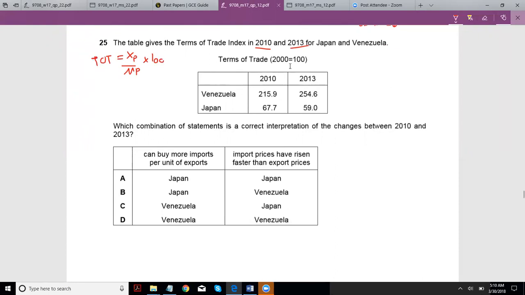Okay, so in 2000 they were 100. And in 2010 they were this, and in 2013 they are this. So you can naturally tell that Venezuela's export price is greater than its import price. The reason for that is you just look at the formula again. The numerator has to be greater than the denominator to get a value above 100. Here it's the other way around. The import price is greater than the export price, and the logic behind that is again just mathematical. If the denominator is greater than the numerator, you get a value less than 100 because you're multiplying it by 100, right?